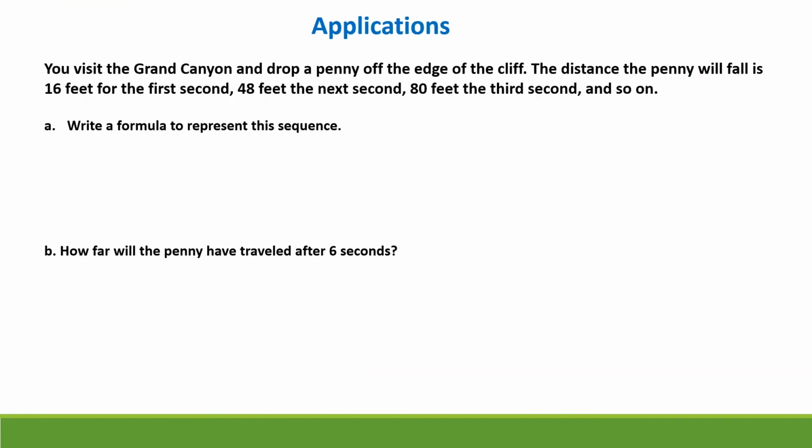Now we have an application problem or a word problem. So let's look at this problem here. It says you visit the Grand Canyon and drop a penny off the edge of the cliff. The distance the penny will fall is 16 feet for the first second. I'm going to circle the word first. 48 feet the next second, and 80 feet the third second, and so on. We want to write a formula to represent this sequence. And so my terms are 16, 48, and 80.